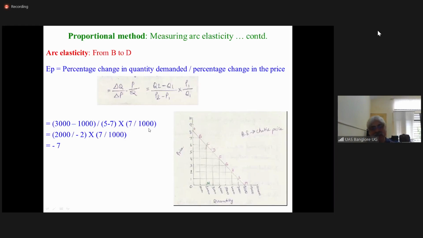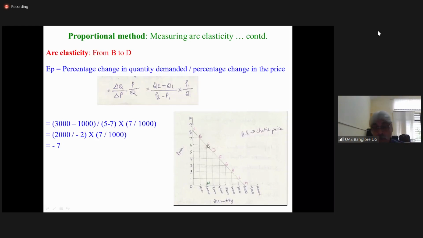So 3,000 minus 1,000 is 2,000, divided by 5 minus 7, which is minus 2, into 7 by 1,000. If you solve this, 2,000 by minus 2 is minus 1,000, into 7. So minus 7,000 divided by 1,000 is minus 7. And yesterday I mentioned, I repeat here today, we ignore the sign. In case of price elasticity of demand, we don't consider the sign. We ignore the sign, so it is 7.